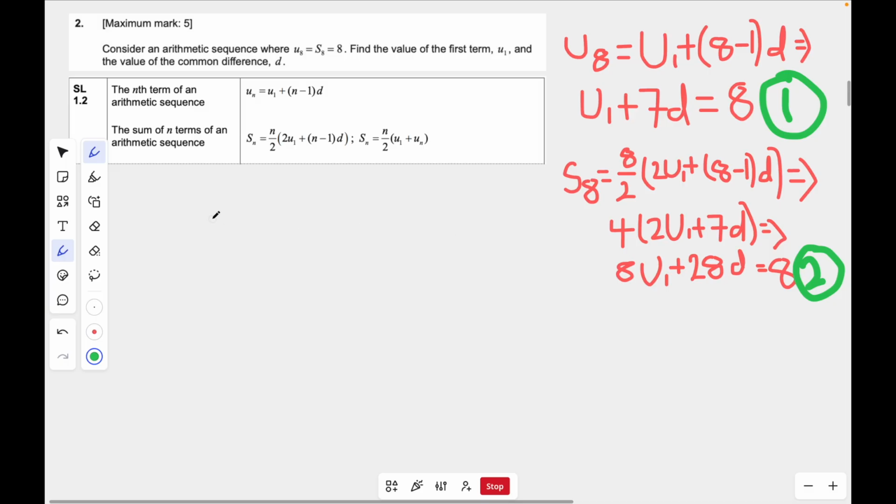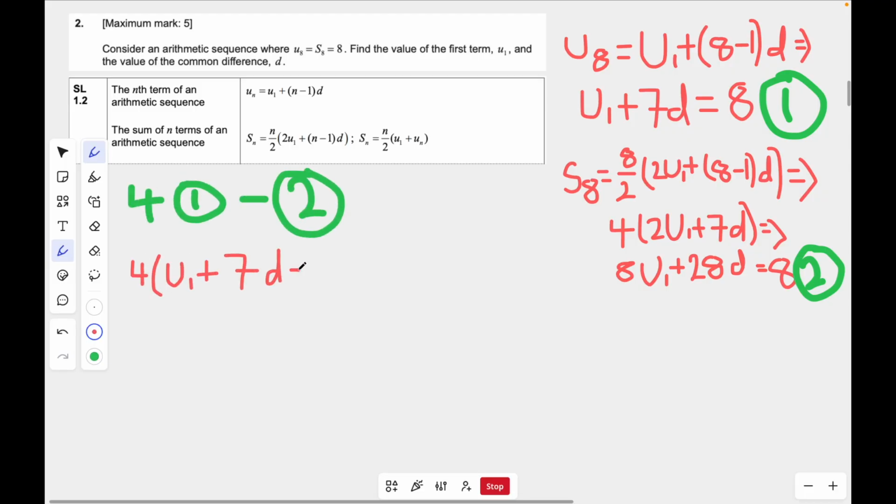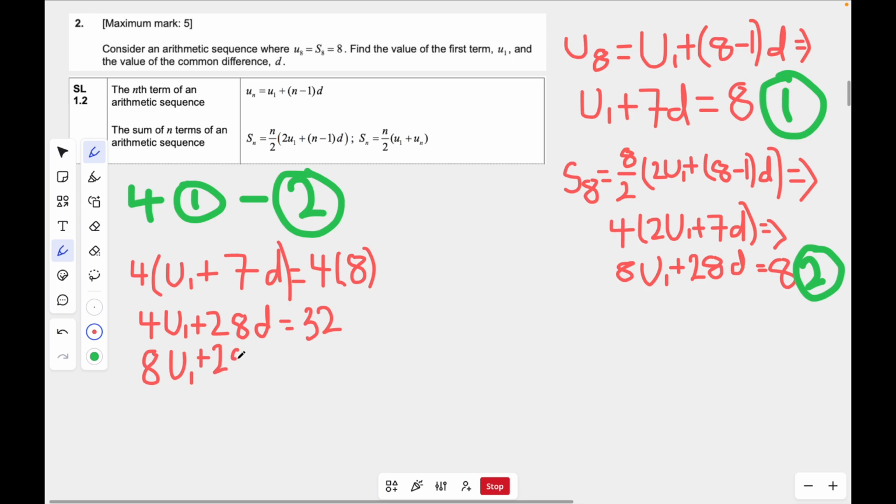Since there isn't an exact common term between equations 1 and 2, we have to transform one of the equations such that there is a like term in both equations that can be eliminated. There are an infinite number of ways to do this, but the easiest option would probably be to multiply the first equation by 4, and then subtract that equation from the second one. Multiplying the first equation by 4 gets us 4u1 plus 28d equals 32, and by subtracting this from the second equation, we are able to eliminate the variable d, such that we can solve for u1 first.